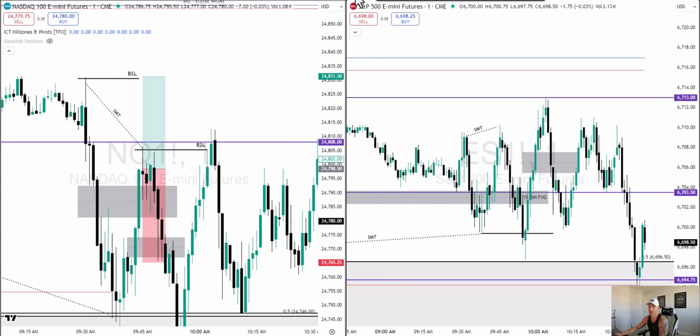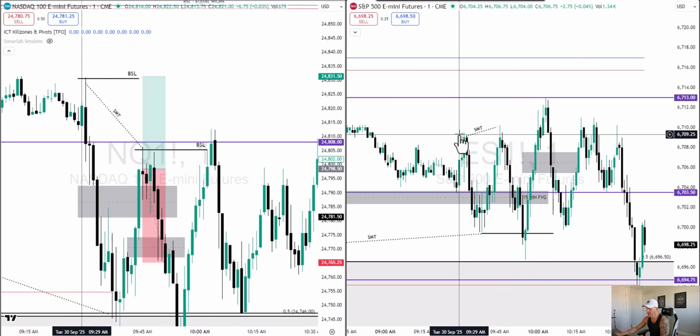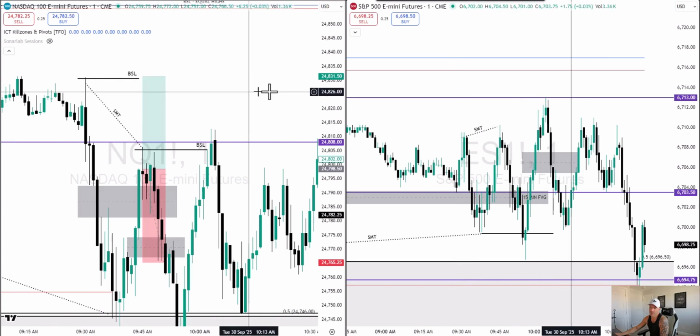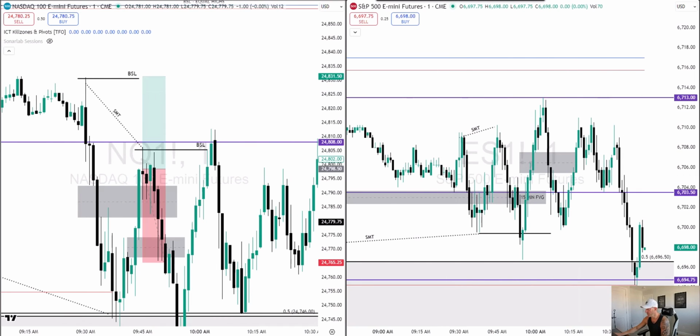I didn't. I was sized pretty small. I thought we might push through. It looked like we went higher, but we didn't, right? That's all there is to it. The high got taken right here, and it didn't get taken on NQ, so that was a losing trade.